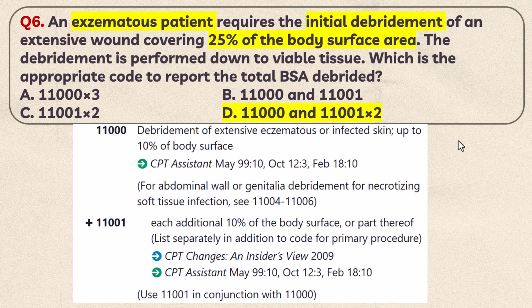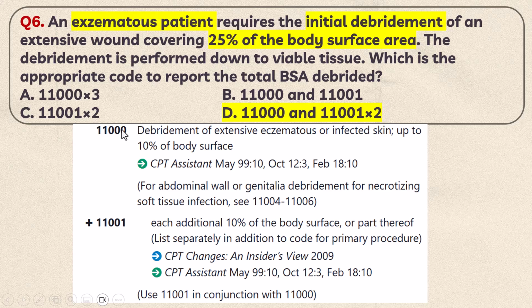Once you go to the tabular list, 11,000 is debridement of extensive eczematous or infected skin up to 10% of body surface area. 11,001 is each additional 10% of the body surface. So in our case, it is 25%. So the first 10% you have to use code 11,000, and the second 10% you have to use 11,001, and for each additional 10% you have to multiply this one.